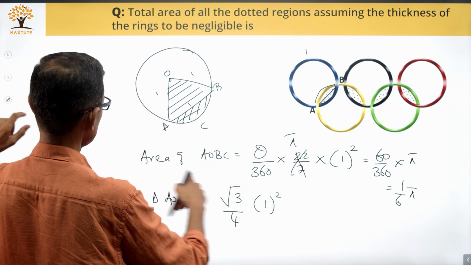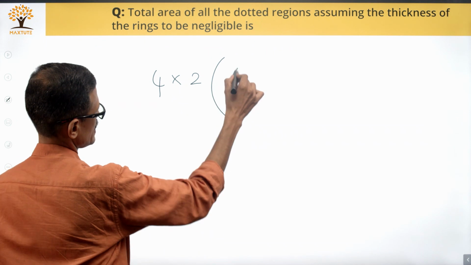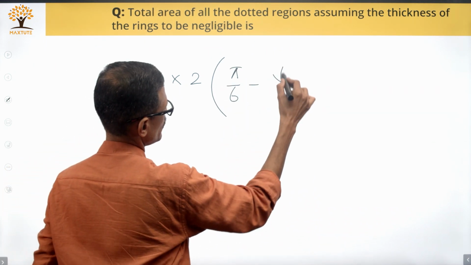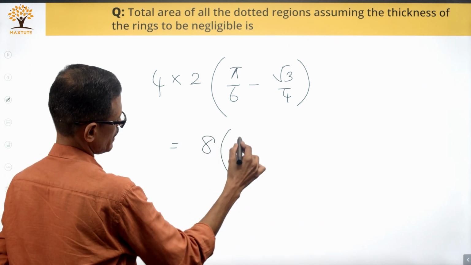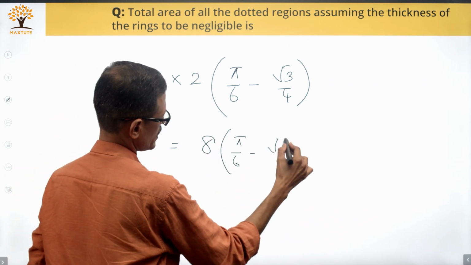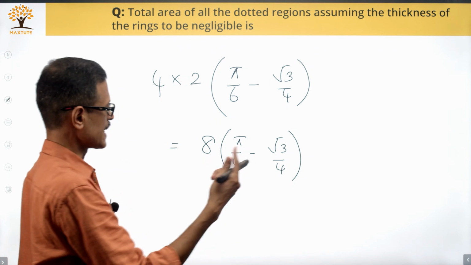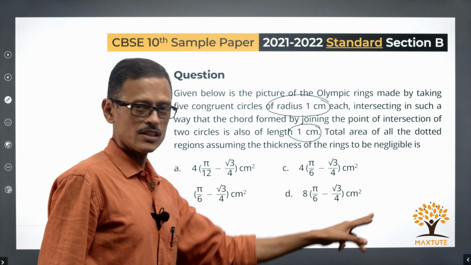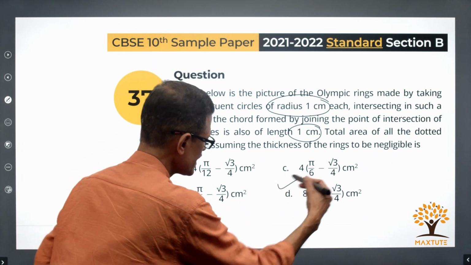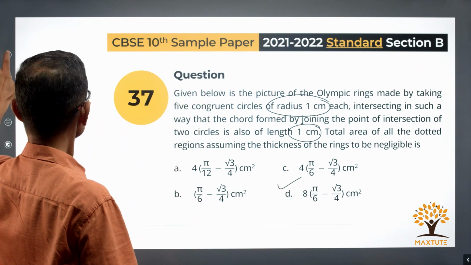The area of the minor segment is the area of the sector, which is pi by 6, minus the area of the equilateral triangle, which is root 3 by 4. So the answer is equal to 8 times pi by 6 minus root 3 by 4. Let's check whether the answer option is given in the same way. 8 times pi by 6 minus root 3 by 4 is the answer. Choice D is the correct answer to the question.